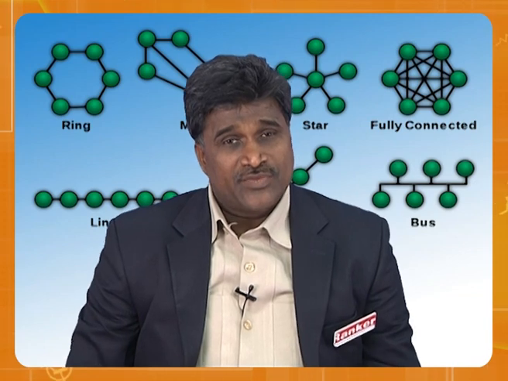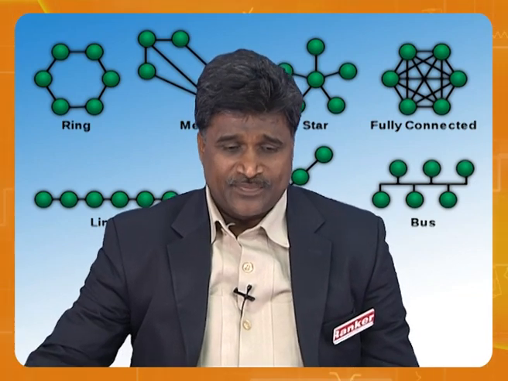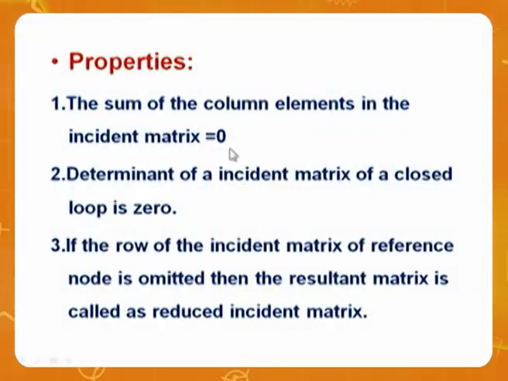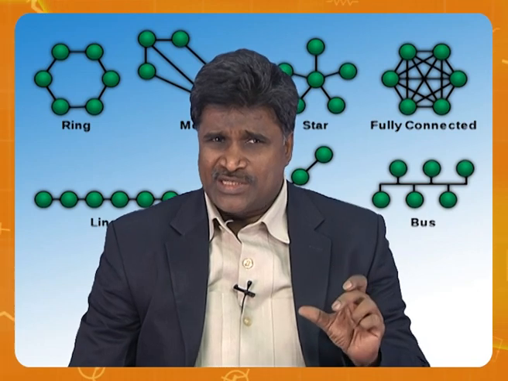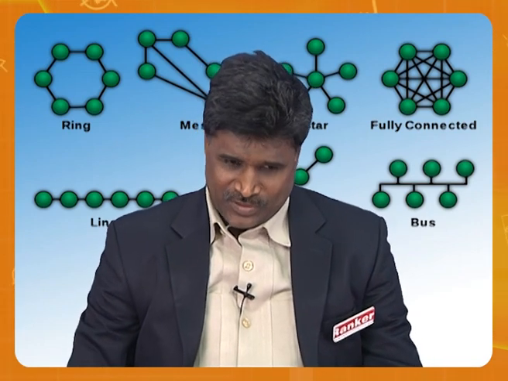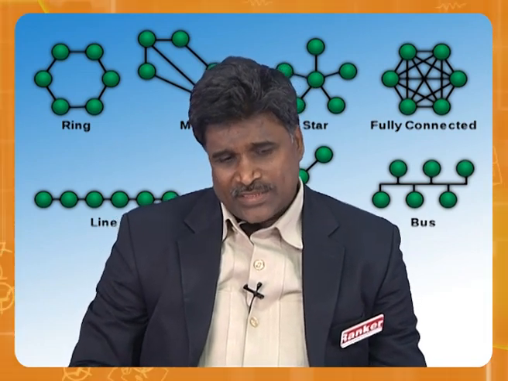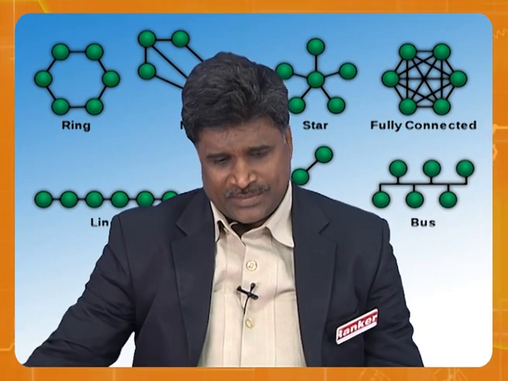This application is very interesting. Look at the properties. The sum of each column's elements is 0. The determinant of the incident matrix of a closed loop is 0. If the row of the incident matrix for a reference node is omitted, then the resultant matrix is called the reduced incident matrix. As I mentioned earlier, AR is a reduced incident matrix. Good.